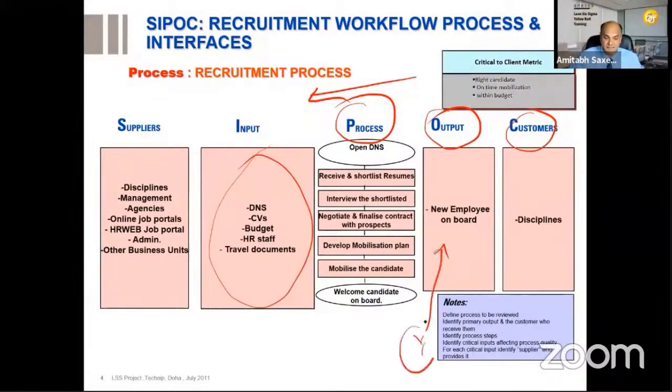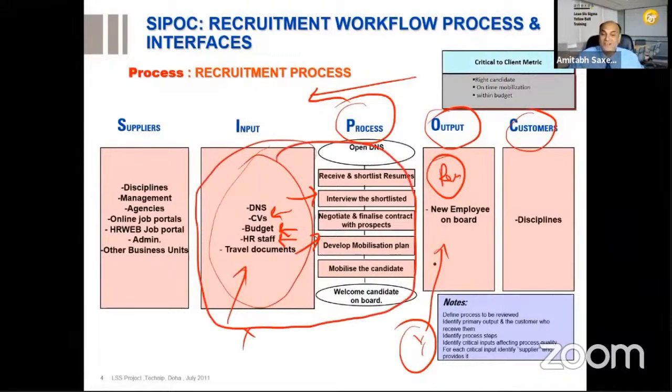Then a measure on the output is a Y. And the measure on your X factors is the X factors. Like time taken to mobilize the candidate, mobilization time. Your recruitment time is the Y. And it is dependent on CVs, available, not available, attribute data. Budget, approved, not approved, attribute, or how much, it is continuous. HR staff, skilled, unskilled. These are all factors affecting, these are the X factors. They are in your hands.